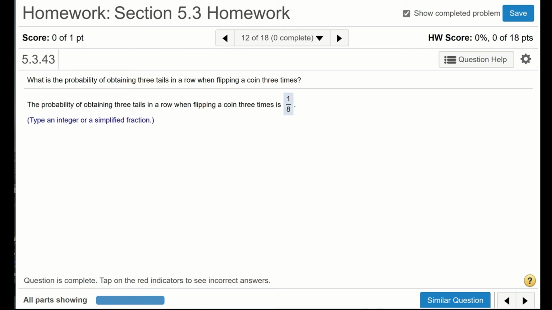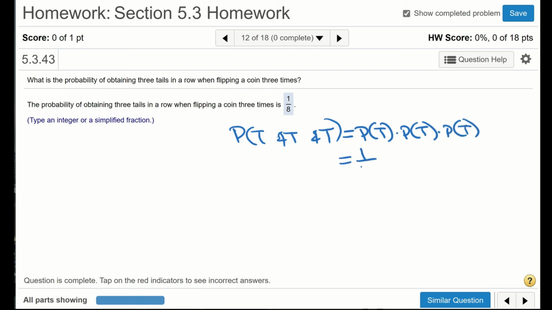So the probability of basically tail and tail and tail, that's what we're looking for, right? So that's just going to be P of t times P of t times P of t. And each of those, of course, is 1/2. So we get 1/2 times 1/2 times 1/2. So we end up with 1/8. Okay. And of course, you could have also done this using the diagram method, the tree diagram, right?